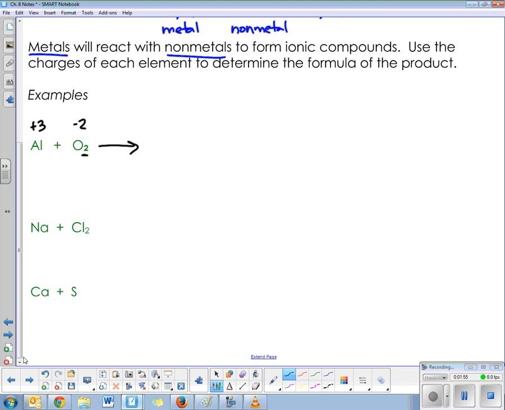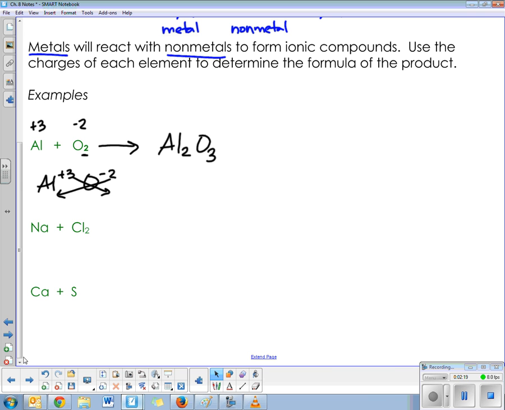So we just look at aluminum plus oxygen, and we do exactly what we did in chapter 7, where we crisscross the charges. So the 3 becomes the subscript for the O, and the 2 becomes the subscript for the aluminum. So I'm going to write Al2O3 as my product. Okay. So now what I need to do is balance it.